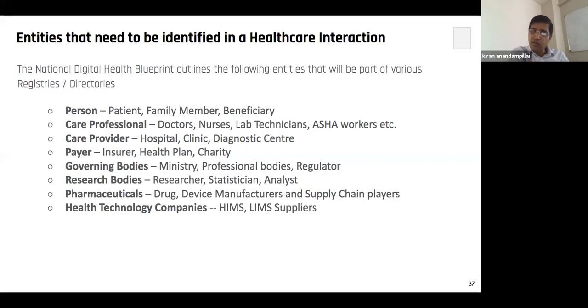But fundamentally, for defining the construct that in the national health stack we have been calling as registries, and it includes about how do you identify, say, a patient or a family member, how do you identify care professionals, providers, payers, governing bodies, and so on. And you should visualize that these are about how these entities become visible or available from a digital ecosystem perspective. But doing a good job on creating one will also help in many other things, especially on the policy side.